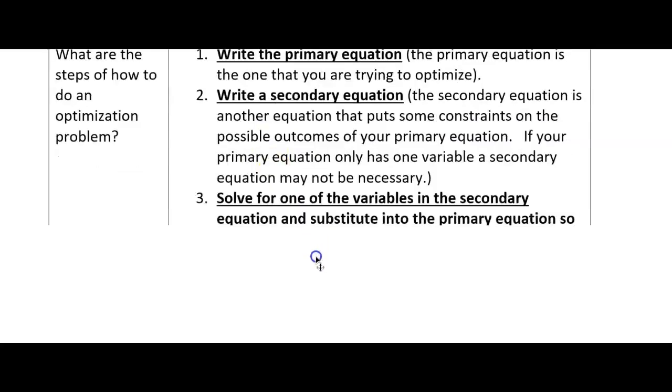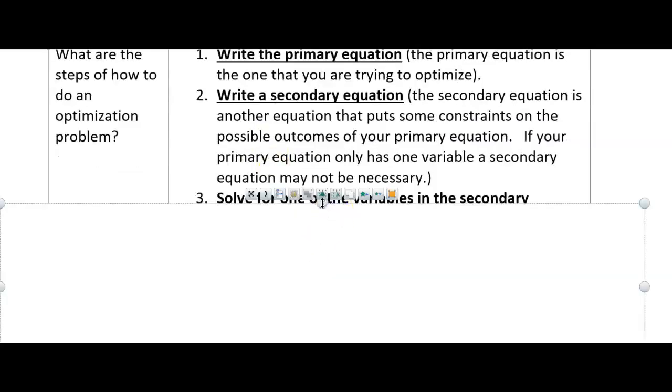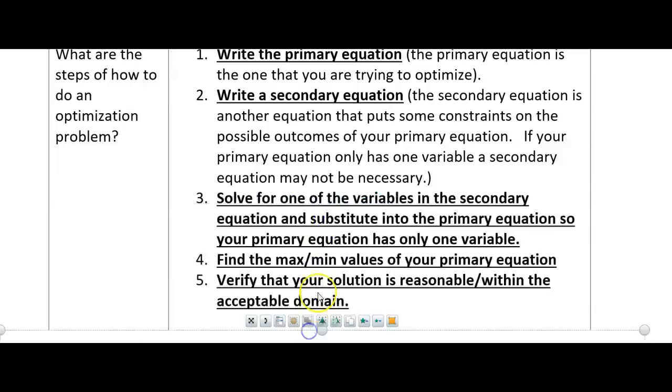So here are the steps, and we're going to be using these steps throughout the day. There are 5 of them. In these problems, typically you're going to have a primary equation and a secondary equation. The primary equation is the equation that has the variable in it that you're trying to optimize. So for instance, if you were trying to optimize the area of a rectangular region, well then the primary equation would be the equation that has a formula with the area involved in it.